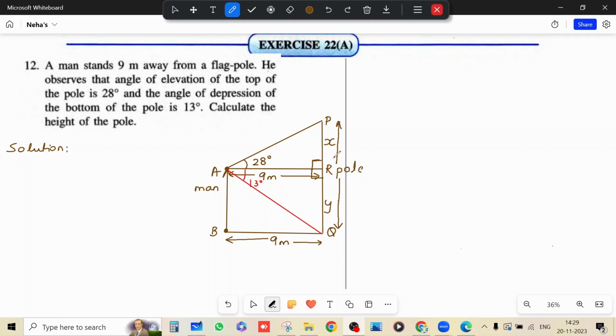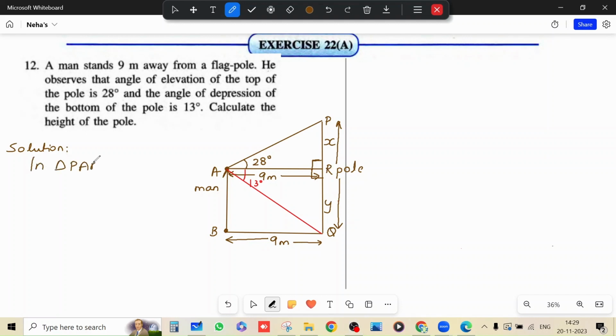So we have to calculate the height of the pole. Height of the pole will be equal to PQ, and as we are splitting PQ into two parts, that is X and Y, we have to find X plus Y to get the value of PQ. The distance at which the man is standing away from the flagpole is given as 9 meters. So the distance between the man and the flagpole is 9 meters, and this horizontal line that we have drawn over here, which is AR, also will be equal to 9 meters because these are horizontal lines which are parallel to each other. So let us now consider triangle PAR.